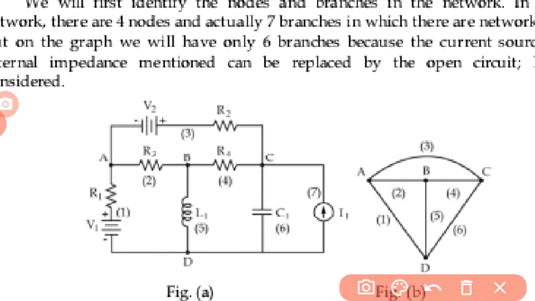Here, suppose resistor R1, V1 and resistor R2, V2 are all connected at one point. This point is called a node, and that node will be represented as A. Another point is B. The next one is C. And D is the reference node.